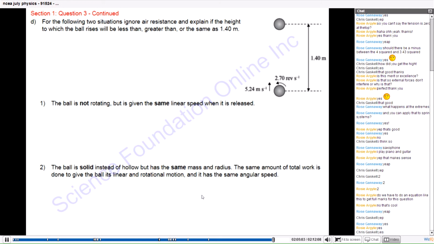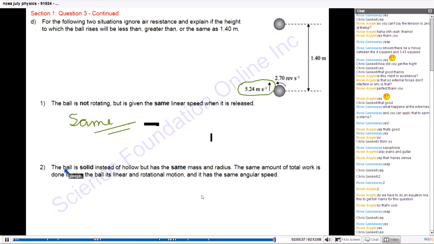The reason being, the height is determined by the linear velocity. That's the one that's pointing upwards there. The rotational velocity only affects how fast the object rotates, not how high it travels. They are two separate things. Okay? So that doesn't matter at all. Same linear speed when it is released. If the linear speed is the same, it goes to the same height.